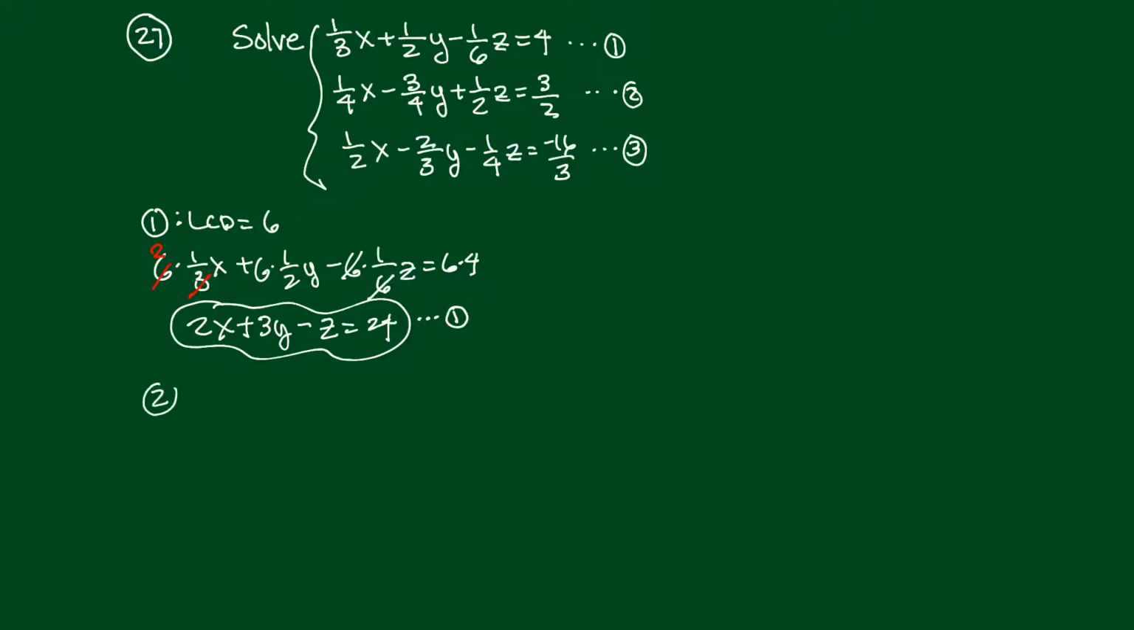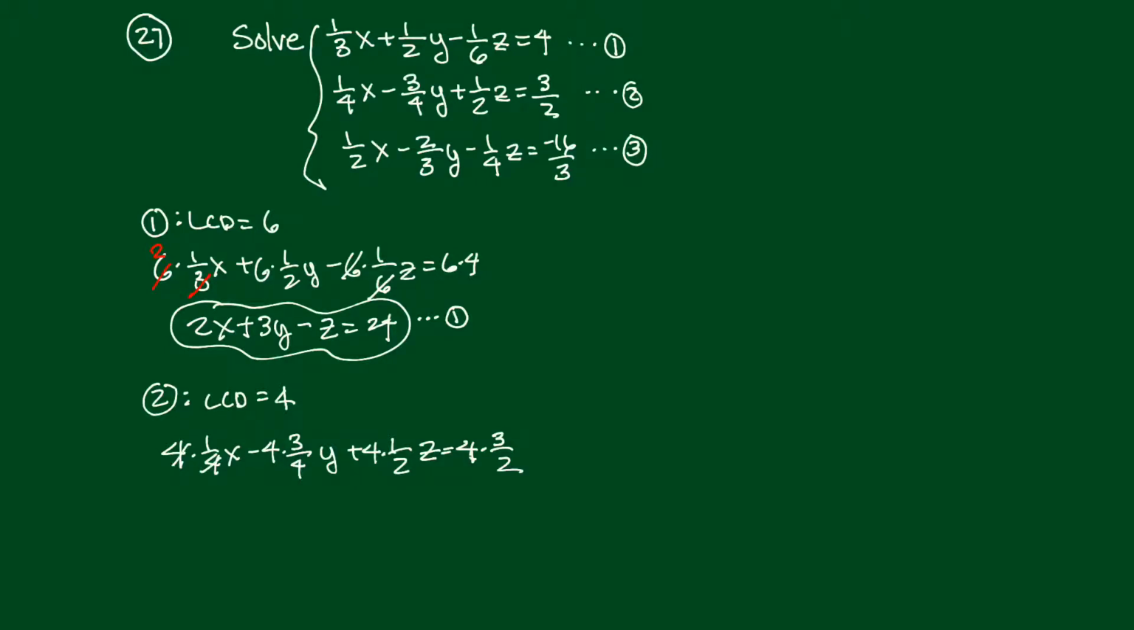Now for equation 2, what's the LCD here? The LCD in equation 2, let's look at it, 4, 4, 2, and 2. LCD is 4. So I'll multiply everything up here by 4, right? Run a 4 here, here, here, and here. So writing that, we're going to get 4 times 1/4 x minus 4 times 3/4 y plus 4 times 1/2 z equals 4 times 3/2.